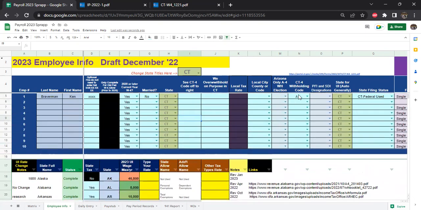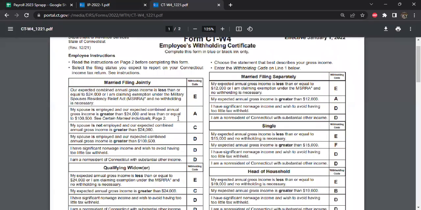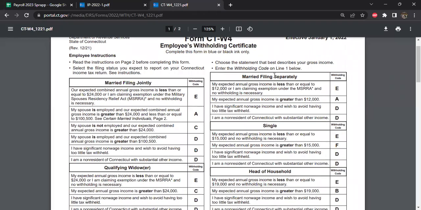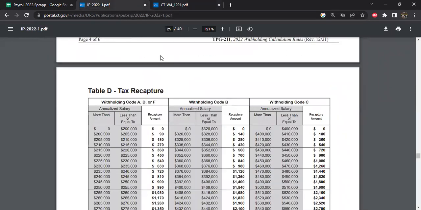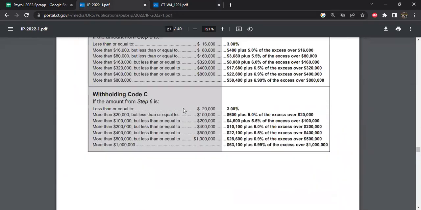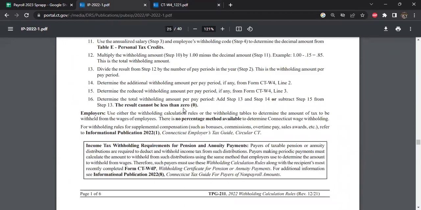First of all, you have to fill out the CT-W4 to get the withholding letter. Okay, that's this form right here. Take a look, answer the questions. It doesn't really matter about the status so much, other than figuring out which letter you're going to choose. Once you choose that, that's going to have a lot of downstream impacts on how your rate is calculated. All right, so the instructions go like this.